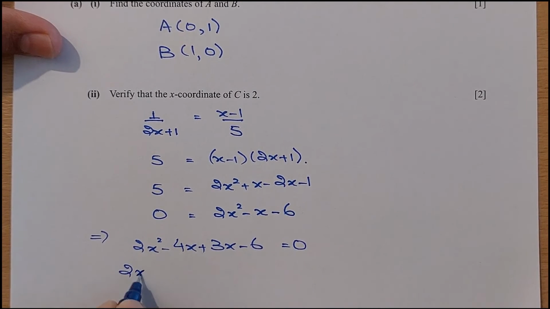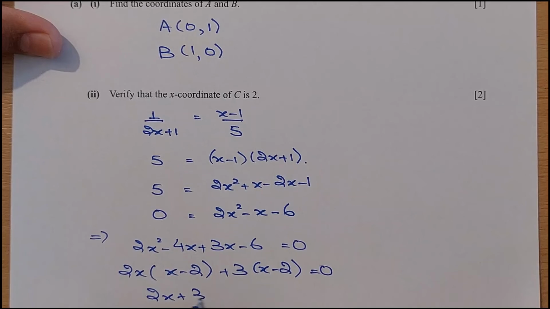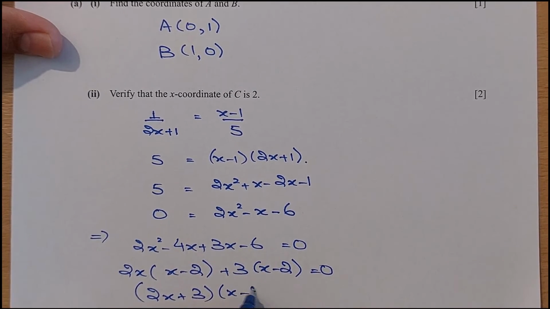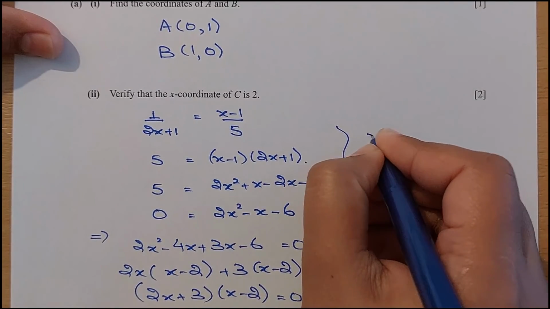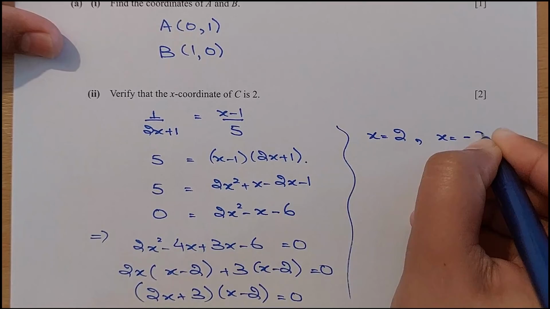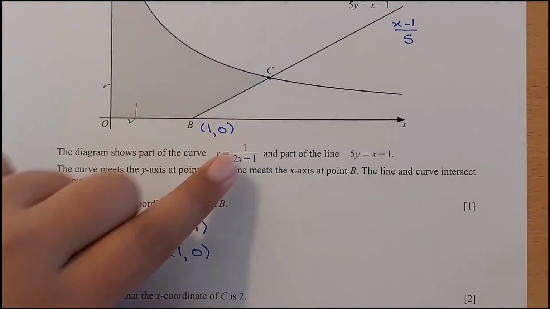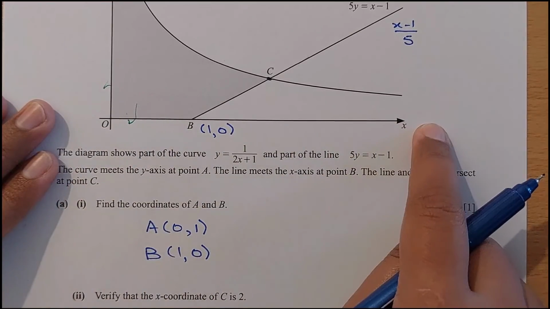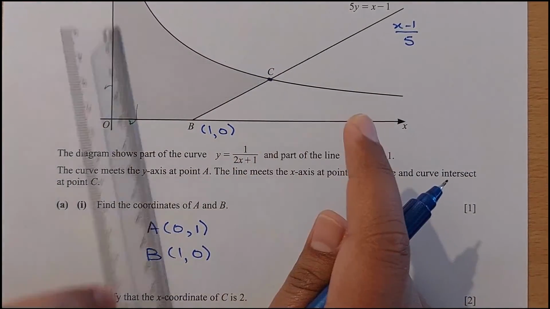So 2x is common, and 3 is common: 2x times x minus 2 plus 3 times x minus 2 equals 0. So the factors are 2x plus 3 and x minus 2 equals 0. Let me solve both separately. We have x equals 2, and from the other, x equals minus 3 divided by 2. Okay, C is on the positive side of x, so the x value must be positive over here.